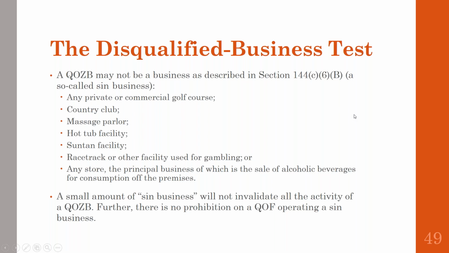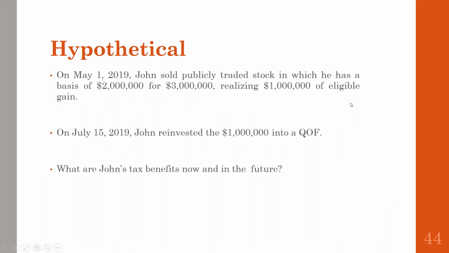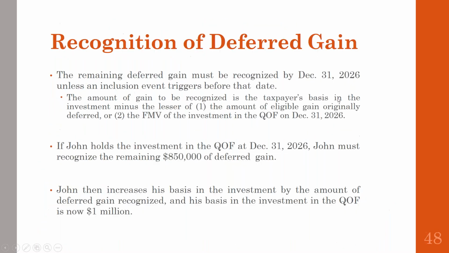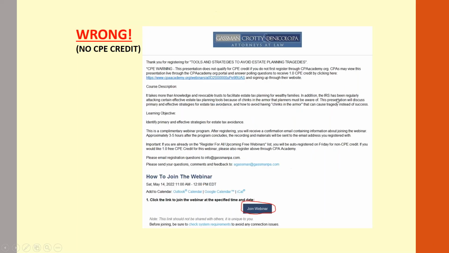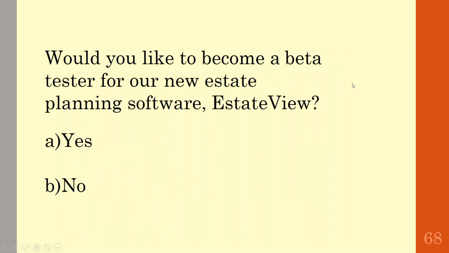All right, so those are ones that, regardless if you meet everything else, you're not going to be a QOZB and have the eligibility. So again, you have the eligibility of the game, the 10% deferral, the 5% deferral, and after 10 years, you have the 100%. What we're going to do is run through one hypothetical here at the end and conclude. But before we do that, we will finish with our fourth polling question.